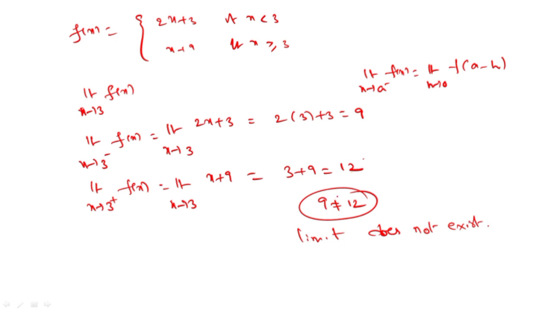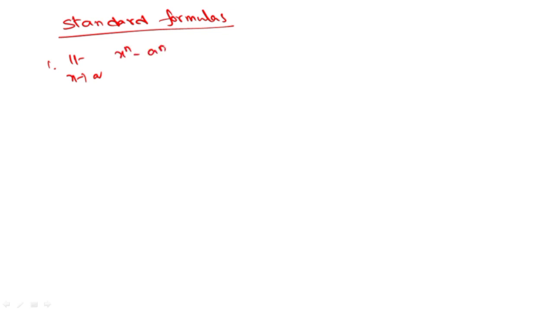Okay, so those are the main problems we can go through. But we also use some formulas to find the limits. Please note them down. So, standard formulas. The first one is the limit as x tends to a of x power n minus a power n by x minus a, which is n into a power n minus 1.